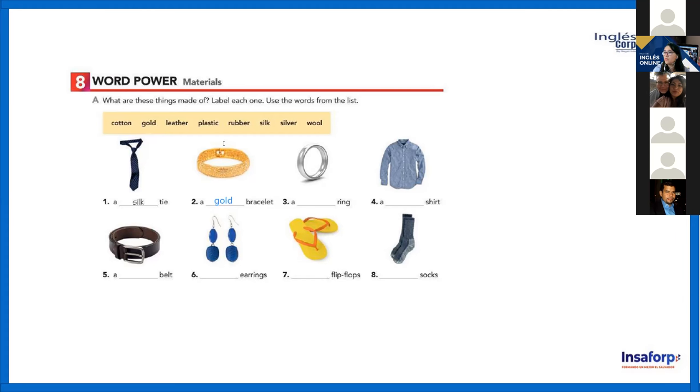Rings, or the bracelet, are made of gold. And then we have leather. What is the meaning of leather? Okay, the meaning of leather is cuero. That's right. So what is the belt? We have leather, that is the belt. And then we have, for example, the sneaker.